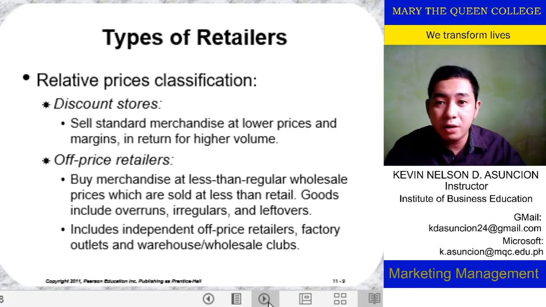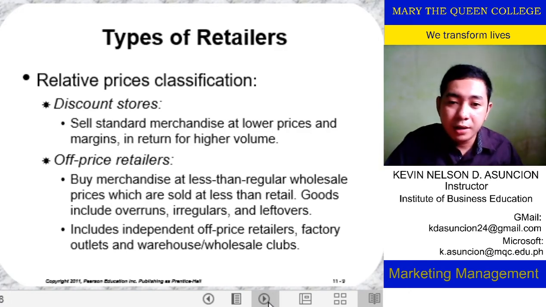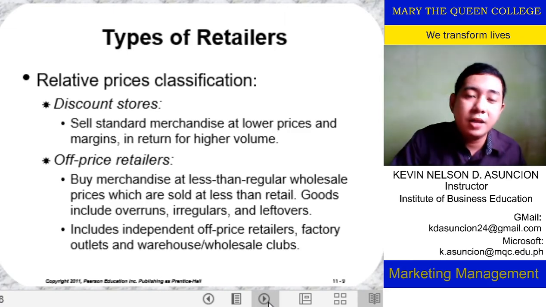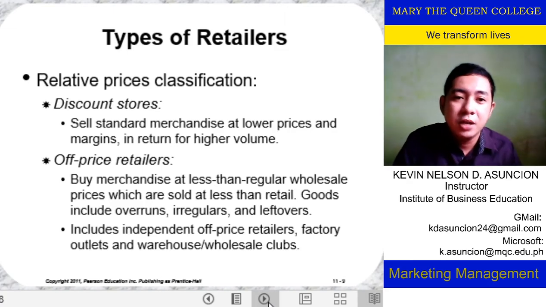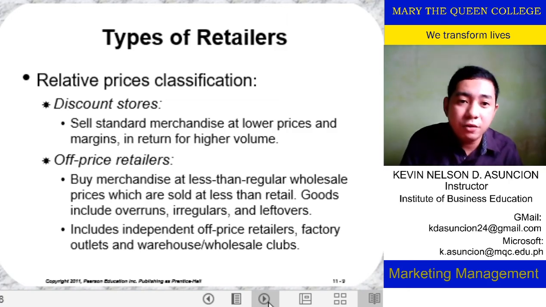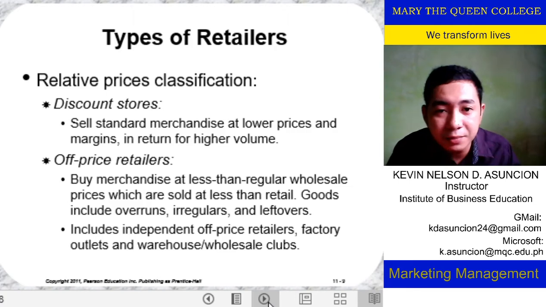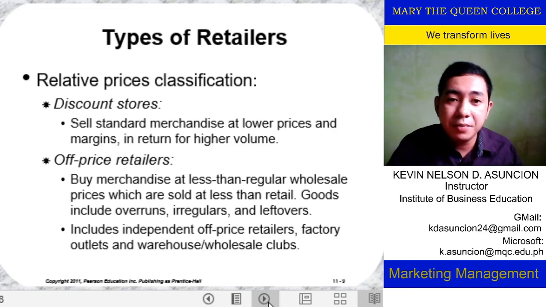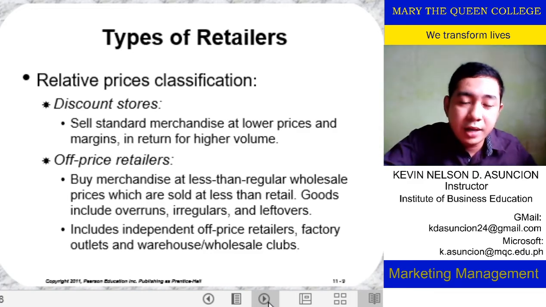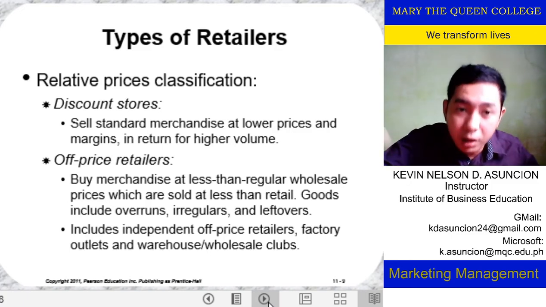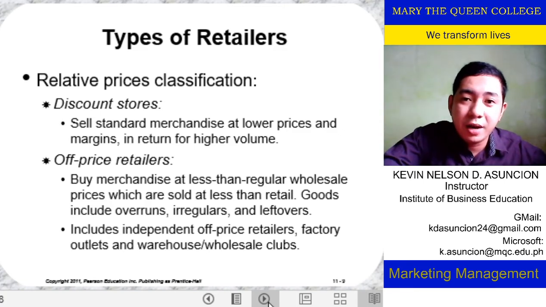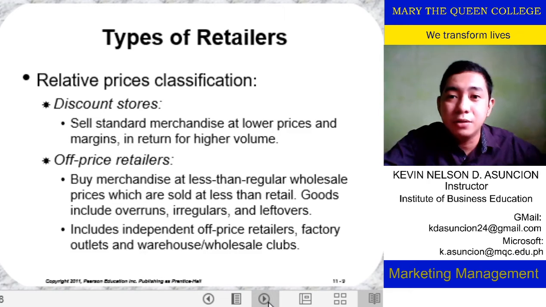Ang discount store nga is the regular merchandise, pero nagbebenta ka ng mas mura ng konti dun sa mga ibang stores. Si off-price retailer are sometimes not a regular merchandise, but overruns, irregulars, leftovers, and wholesale clubs and outlets. Na syempre mura din. Ibig sabihin nito ay nag-offer din ng mga mura. And some others are offering bulk sales. Bulk sales para mas mura din siya, para tumaas din yung return. So kanina is nagdi-discount ka para dumami yung benta. Ngayon, maramihang benta para ma-discount sila. So baliktad lang yung approach.